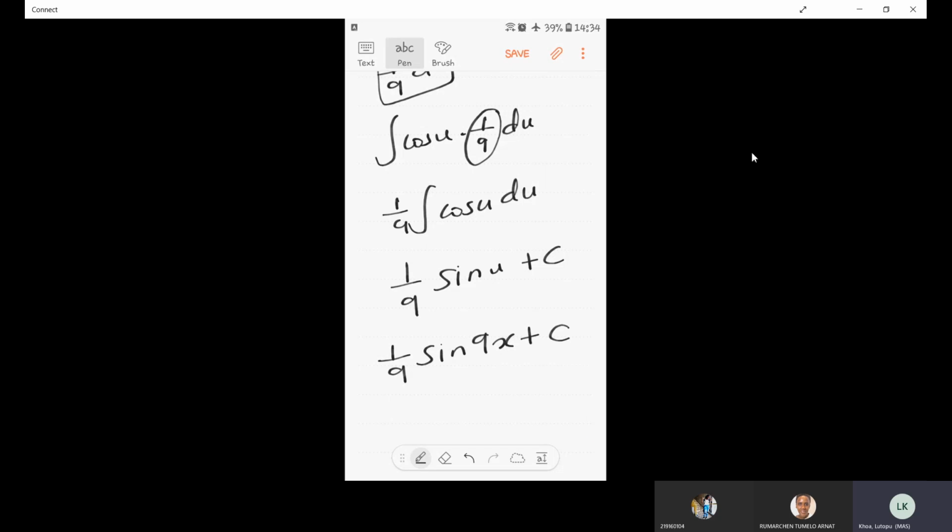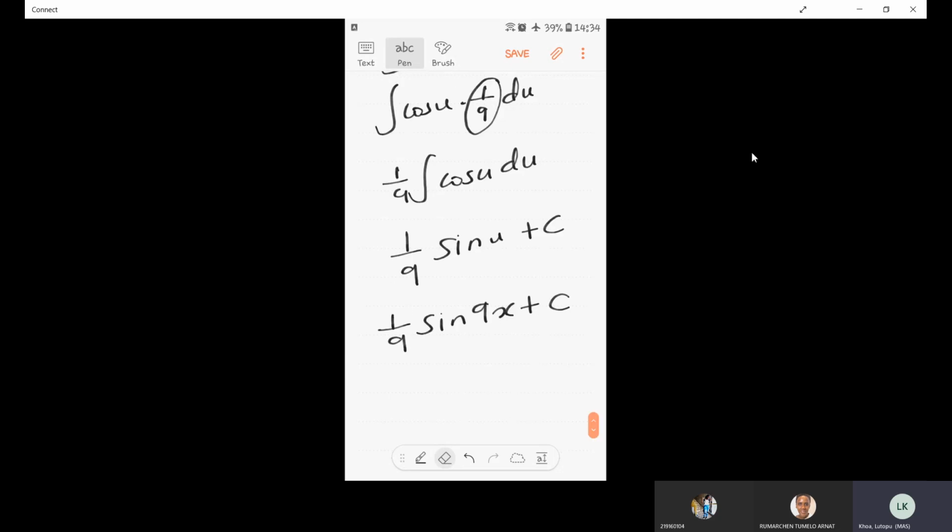Then again, try to differentiate the function that you've got. Make sure it is the correct answer. In doing that, you differentiate sine, you get cos 9x. Differentiate 9x, you get 9. The 9 will multiply with the 1 over 9, those will cancel out, and you'll just be left with cos 9x. The derivative of c is equal to 0.